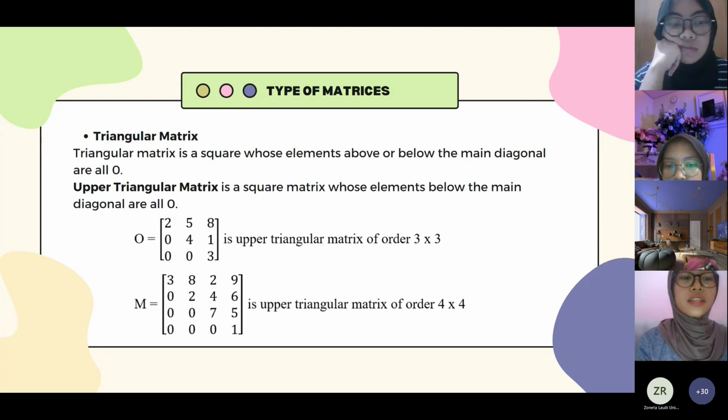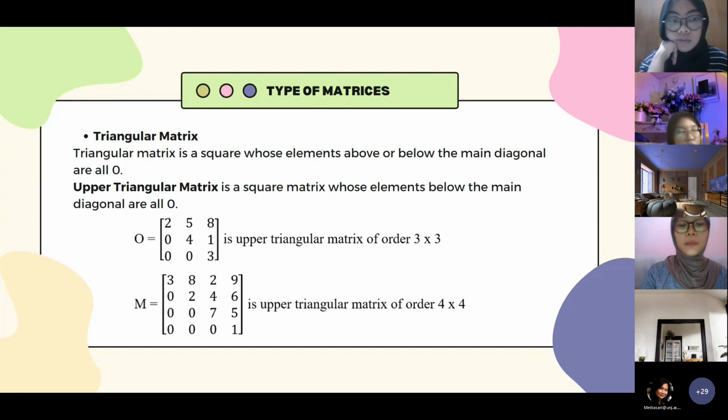Next, triangular matrix. A triangular matrix is a square matrix whose elements above or below the main diagonal are all 0. There are two types of triangular matrix. The first type is the upper triangular matrix. An upper triangular matrix is a square matrix whose elements below the main diagonal are all 0. As you can see in the example here, the first example is an upper triangular matrix of order 3 by 3. And the second example is an upper triangular matrix of order 4 by 4.